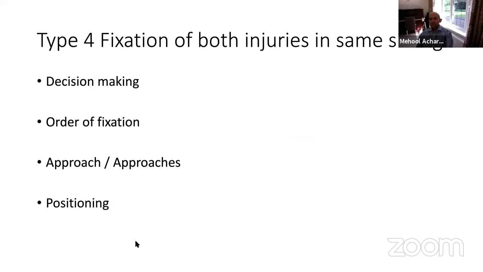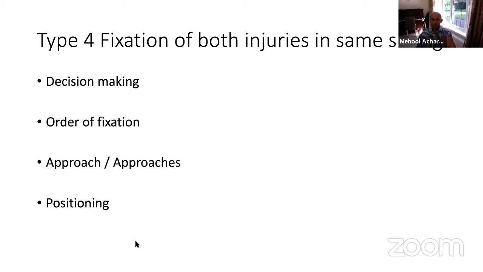Moving on to the type four. So this is where both injuries require fixation, but you can fix everything all in one go, okay? And in these type of cases, I think it's really important to think about how you're gonna tackle, which bits you're gonna tackle, and the order. So decision-making now involves order of fixation, what you're going to fix and when, the approach or approaches. Can you do this all through one approach or are you going to have to do more than one approach? And then thinking about positioning, what's going to be the optimum position so that you can complement your approach and your fixation?